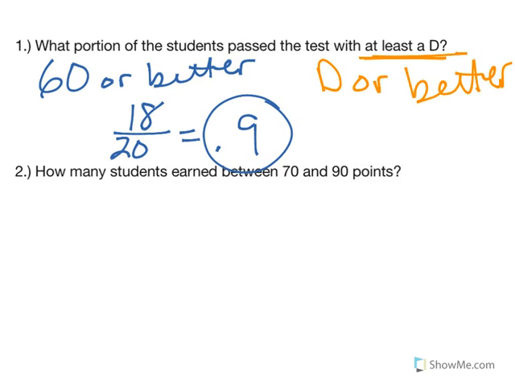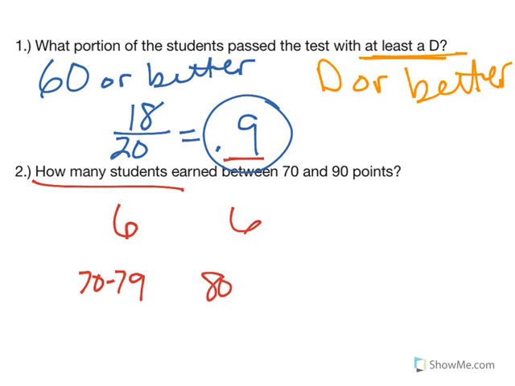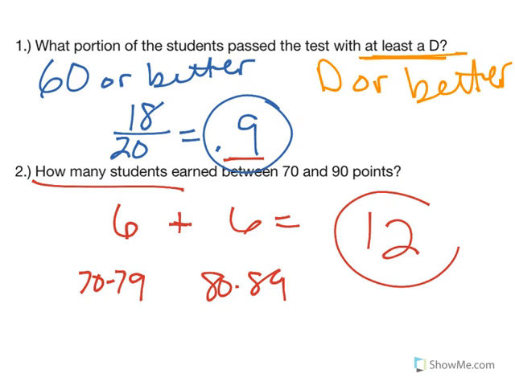Okay. How many students earned? So now this question says how many. So now we're looking for an actual number, not a decimal answer like we had in number 1. So between a 70 and 90. So how many? So we know that 6 people score between 70 and 79, and then 6 people score between 80 and 89. And we want between that, so we would add those together for an answer of 12. 12 people did. All right.